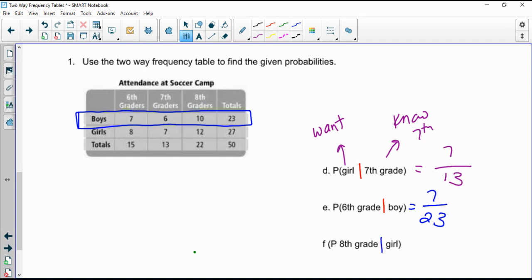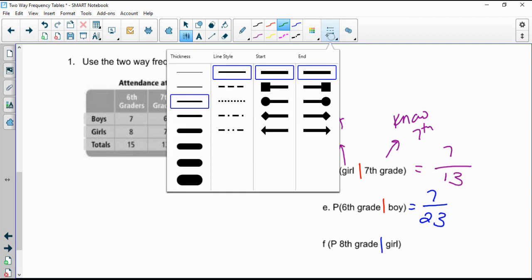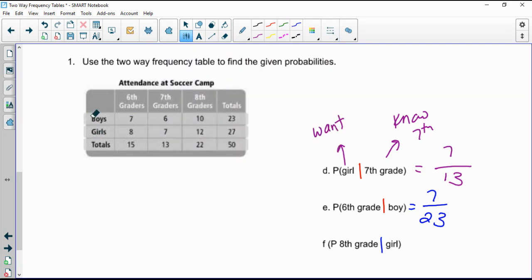And then this last one, we want to know the probability that you're in 8th grade if we know for sure you're a girl. Okay, so let's see. We're going to only look at the girl row. That total is 27. And we want to talk about just the 8th graders. So of those 27 girls, how many of them are 8th graders? There they are, 12. So 12 out of 27. Okay.